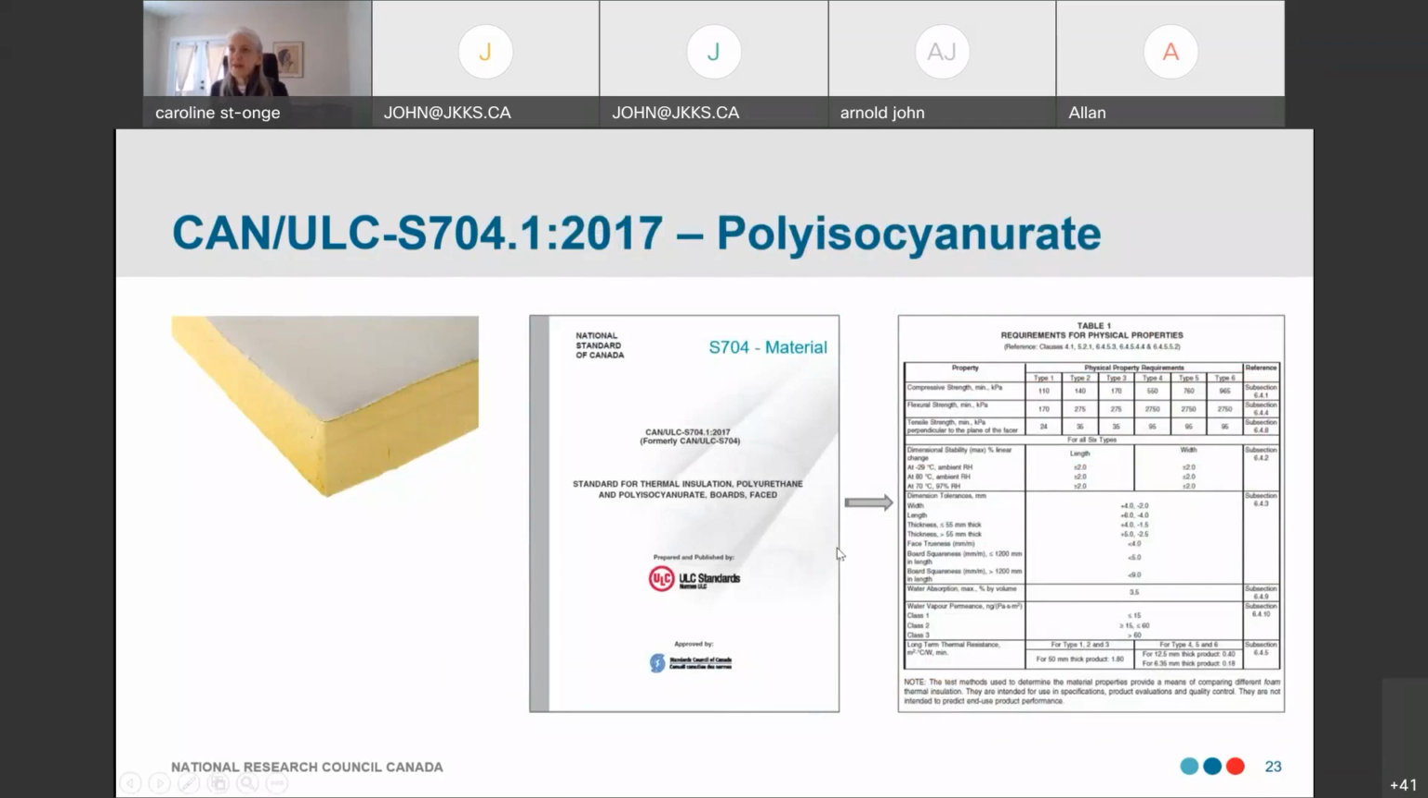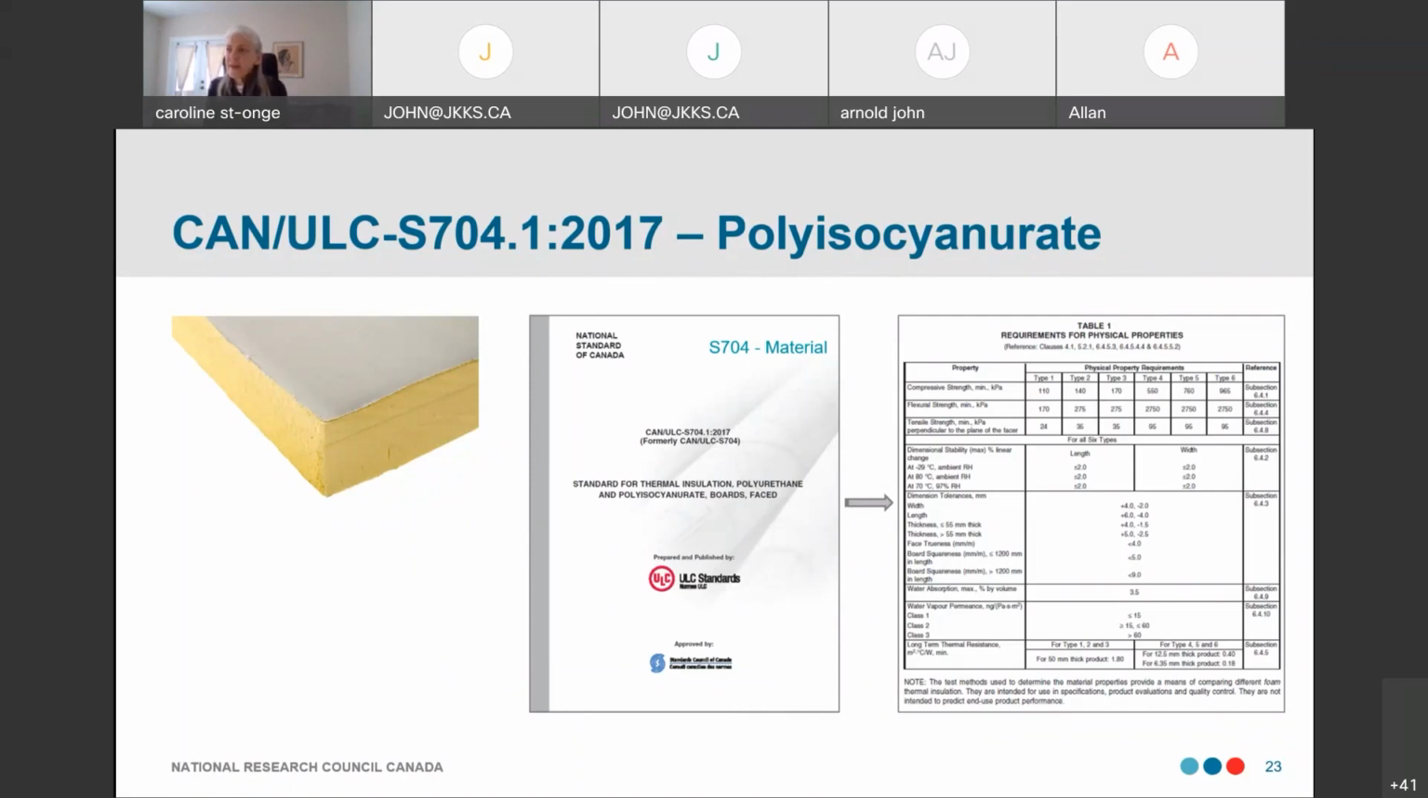Next one is S704. This one is for polyisocyanurate board. These boards are manufactured with isocyanate and resin. So they blend isocyanate and a resin. The resin contains different chemicals such as blowing agent, fire retardant, surfactant, and so on. And they come with a facer on both sides.